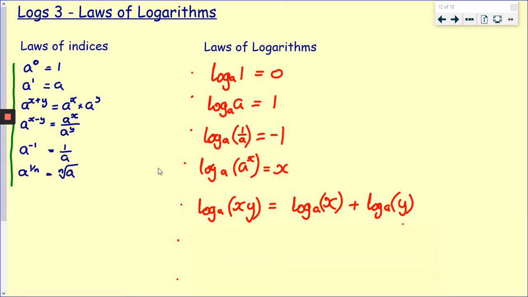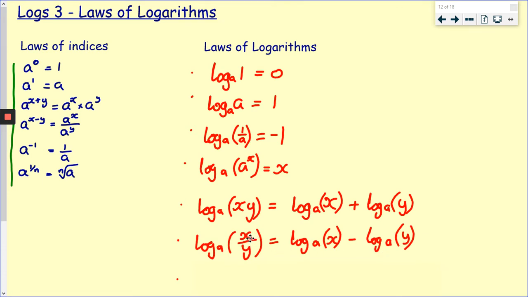And you can see the link there to this law of indices. A to the power of x plus y equals a to the x times a to the y. They're linked and they have a relationship. Similarly, with this, the law of subtraction over here, we've got something similar for the logarithms. If I divide two values and take the logarithm of them, that's the same as the logarithm of the first, subtract the logarithm of the second.